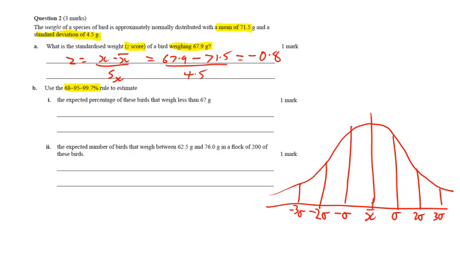Okay, now, in this graph, we always know that in this distance, 68% of all the data lies in there. And in this distance, 95% of the data is there. And in this long distance, between the 3 standard deviations, 99.7% of the data lies there.